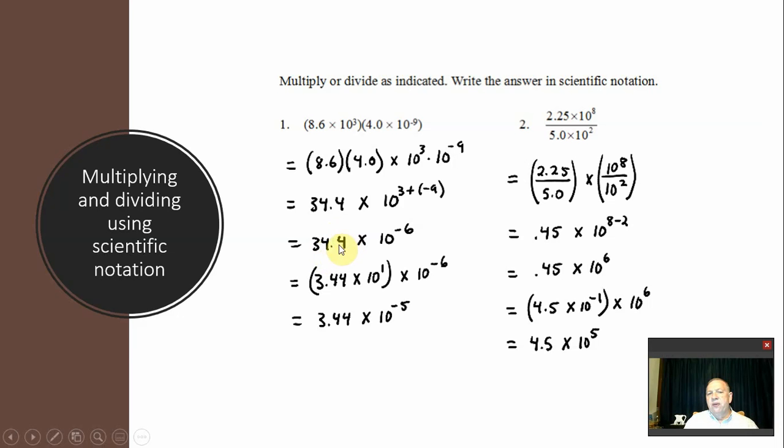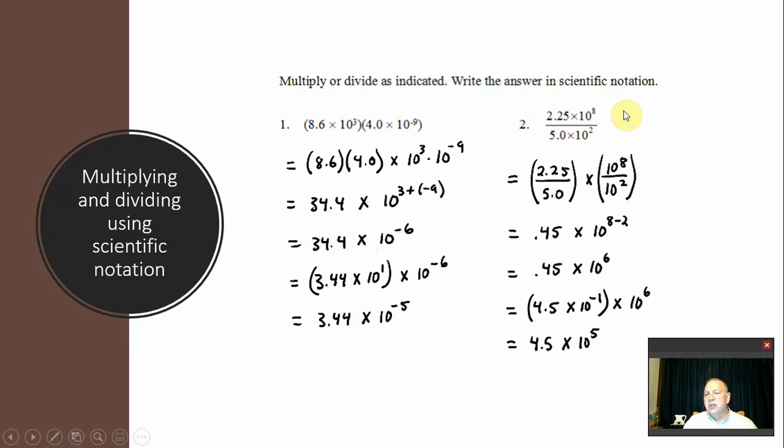Here's the 34.4. I want this back into that standard scientific notation position. So here I'm moving to the left, so I'm adding 1 to this: negative 6, negative 5 from here. Because I'm moving to the left, I'm adding a decimal place.